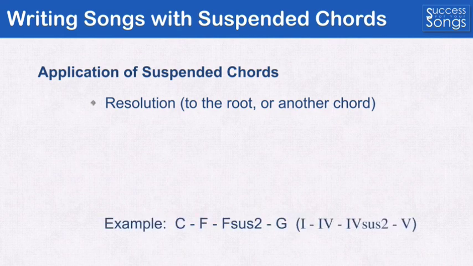Now this is an altered version of that same example, except now it uses the progression C, F, F sus2, G. So this is a 1, 4, 4 sus2, 5 progression where the sus2 chord is leading away from the 4 chord.